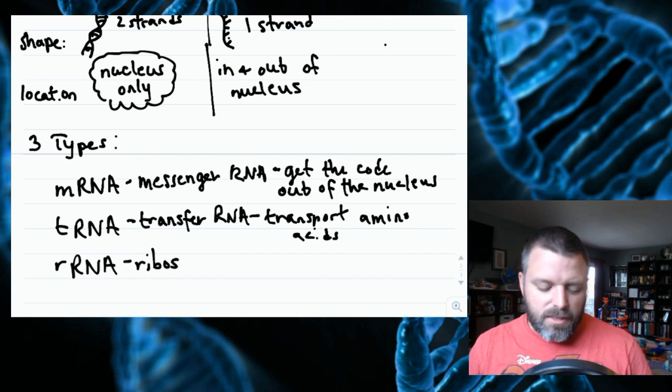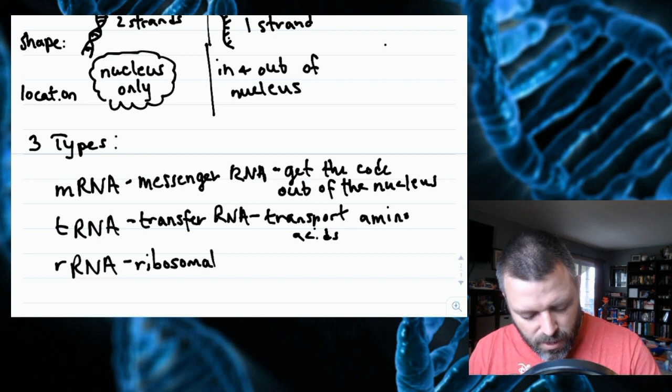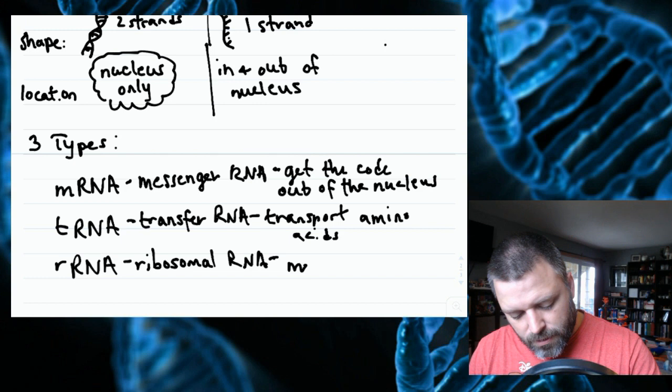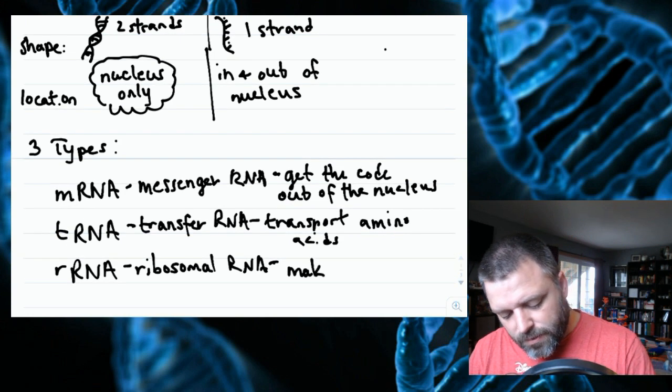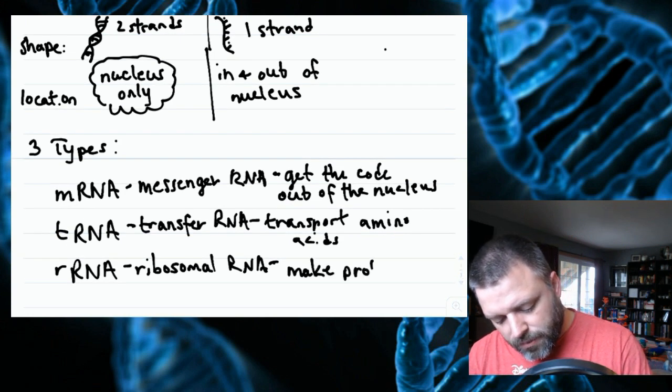The last type of RNA is called rRNA. The R stands for ribosomal RNA, and this is just to make protein directly, and we'll talk about that when we talk about translation.